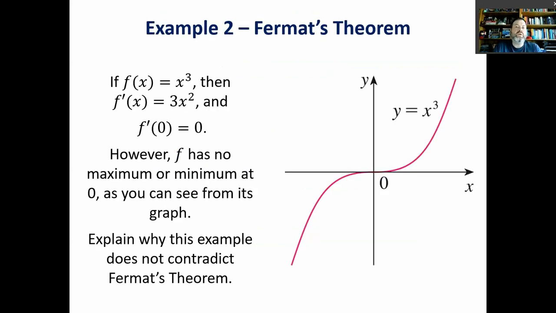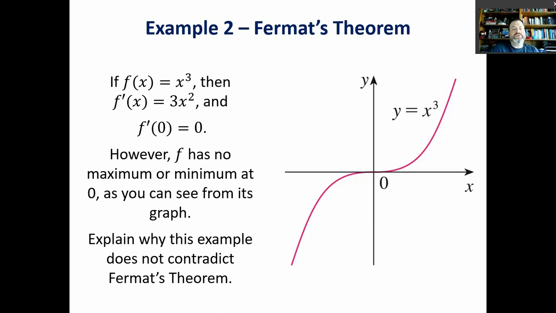Now we're going to look at when we can and can't use Fermat's theorem. If you go back to the explanation of Fermat's theorem, you saw that graph that showed pretty much what we're going to be using it for. Can we use Fermat's theorem to look at something like this? Here we have y equals x cubed. Notice the derivative exists everywhere. Check. And the derivative at 0 is 0. But there's no minimum or maximum.